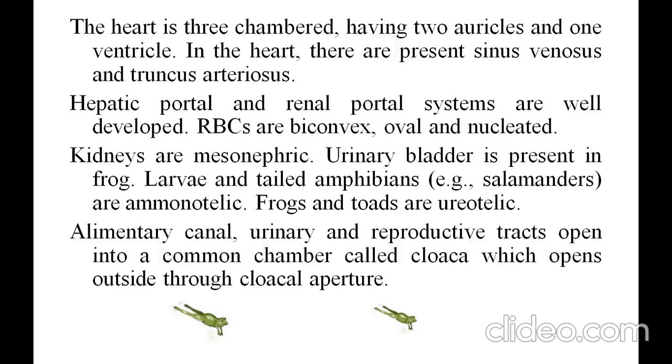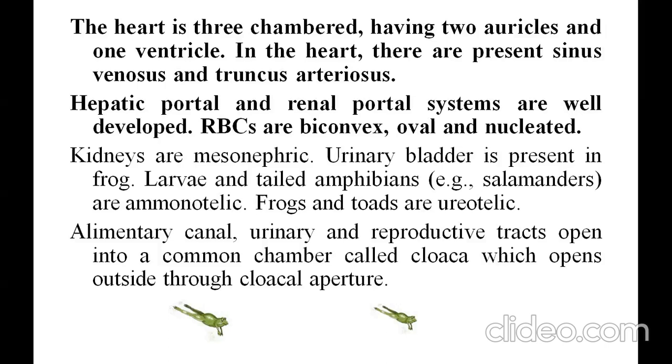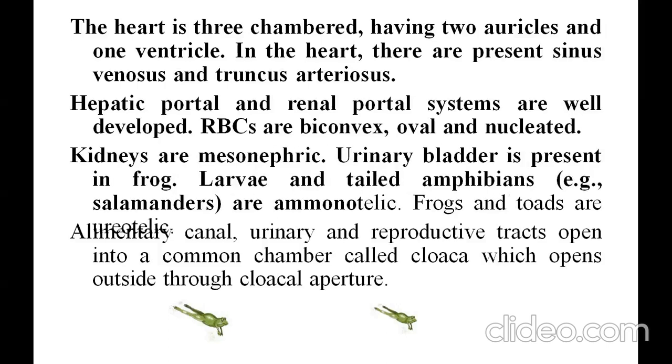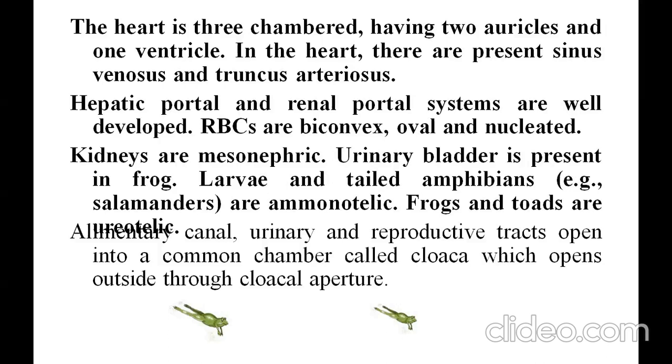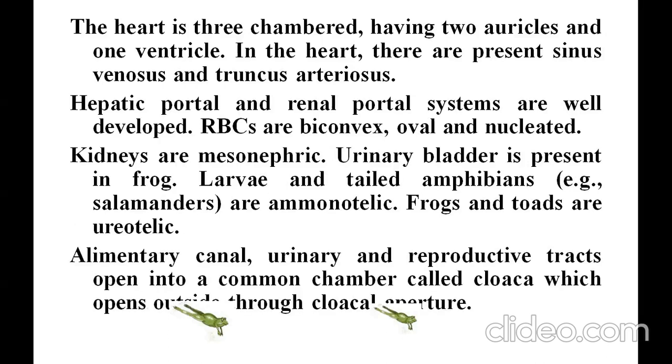They have a well-developed alimentary canal, urinary system, reproductive tract, everything is there. And all these three things open into a common chamber, what we call the cloaca. This cloaca opens outside through the cloacal aperture. They have an opening called the cloacal aperture that opens out, either for excreting urine or for releasing the ovum or egg. It takes place with the help of the cloacal aperture.